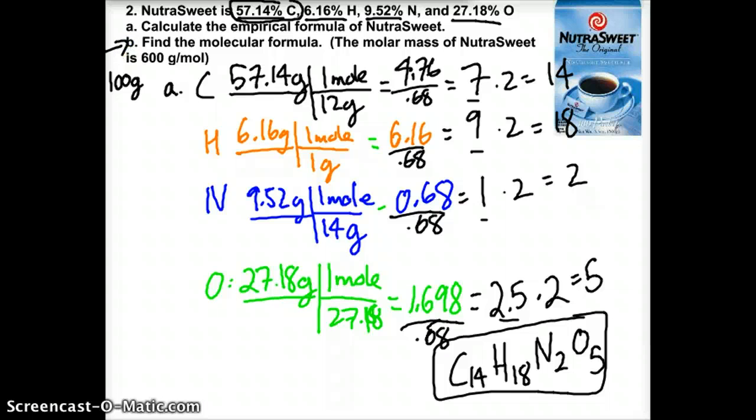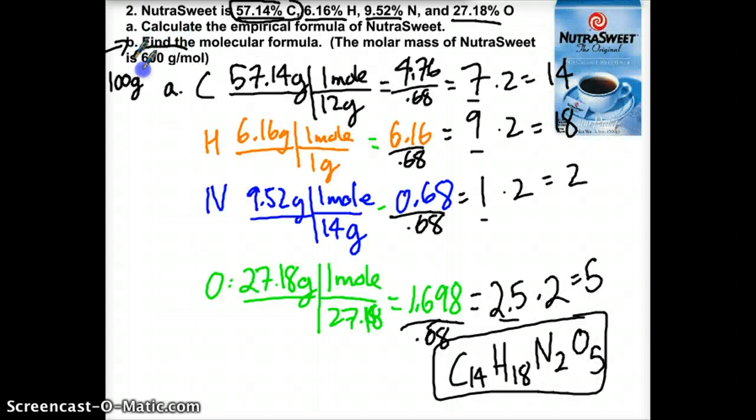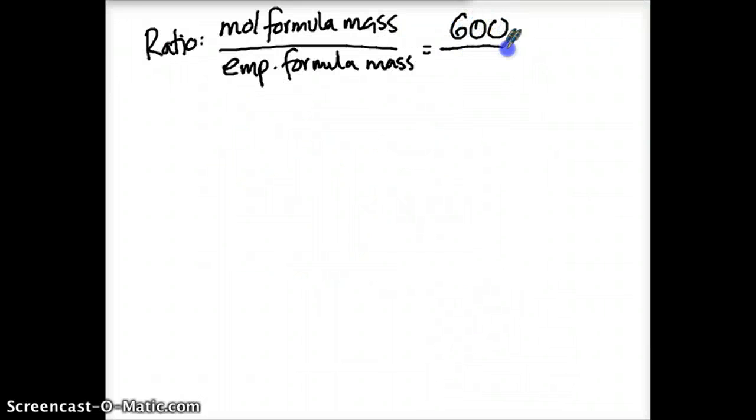So the way we do this, to figure out the ratio of the molecular formula to the empirical formula, we take the molecular formula mass and we divide it by the empirical formula mass. And we get a number. So the molecular formula mass was given to us. It was 600 grams per mole.